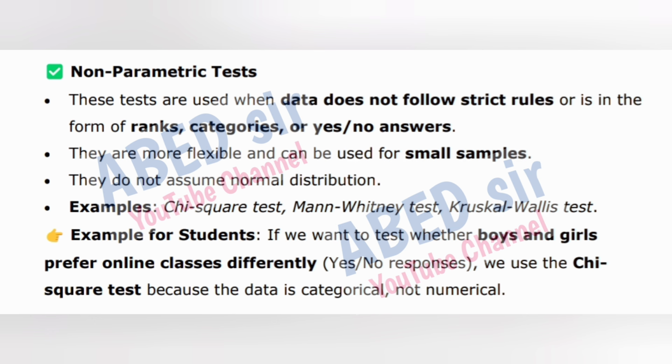Example for students: if we want to test whether boys and girls prefer online classes differently, yes-no responses, we use the Chi-square Test because the data is categorical, not numerical.